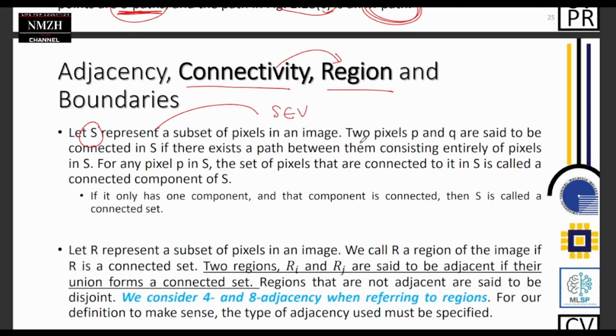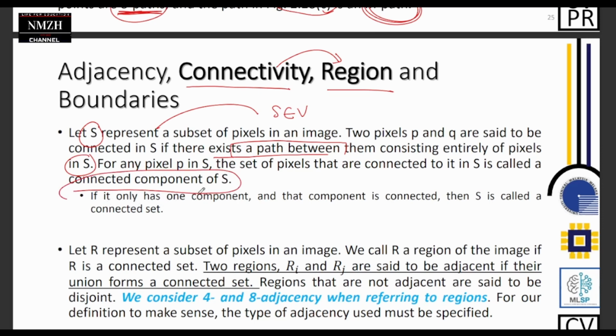Two pixels P and Q are said to be connected in S if there exists a path between them consisting entirely of pixels in S. For any pixel P in S, the set of pixels that are connected to it in S is called a connected component. So anything connected with P in S is in that component.